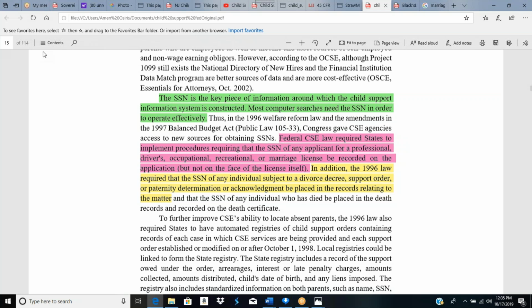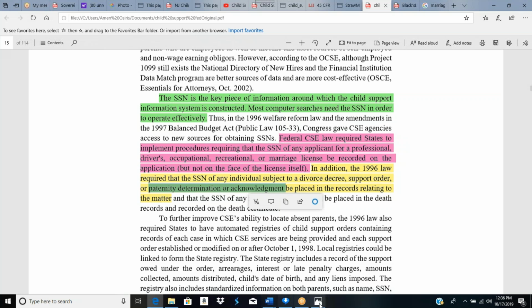So they have to have a social. Without a social, if by chance you didn't have a social, you would not have a child support case against you right now, or excuse me, against your person. Now, in addition, the 96 law required that the Social Security number be attached to any divorce decree, support order, paternity determination, or acknowledgement, because without it, that computer matching system, that computer search, will not work. They cannot find an obligor, nor is an obligor created.